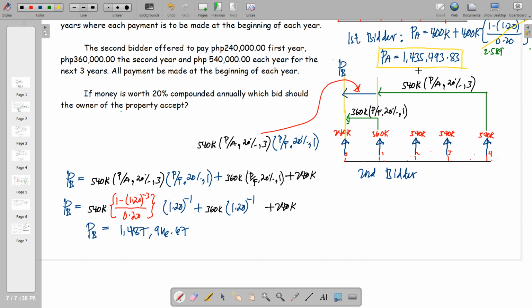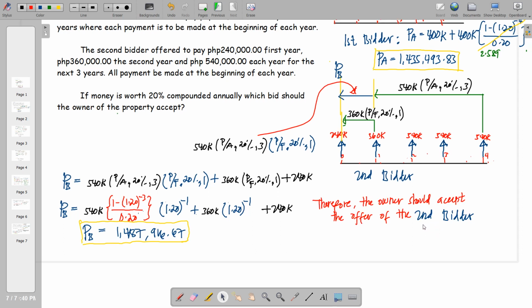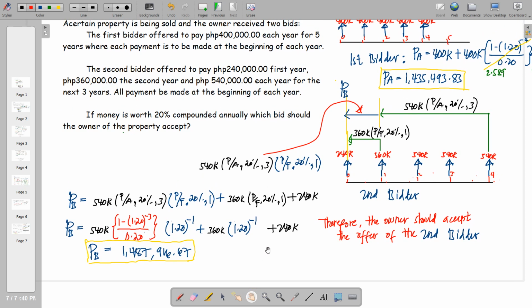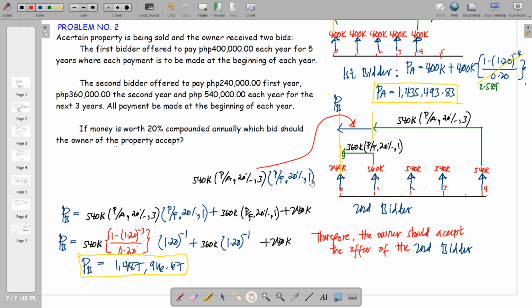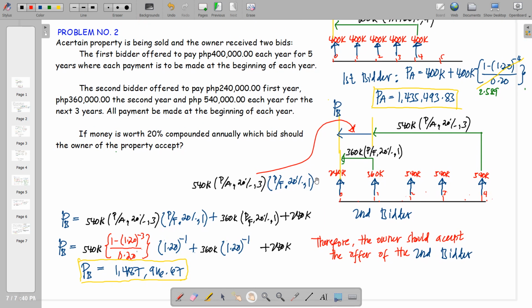So the offer of the first bidder is 1,435,493.83, and the offer of the second bidder is 1,487,916.67. So therefore, the owner should accept the offer of the second bidder kasi mas mataas yung offer ng second bidder. Okay? So that's it for that problem, and with this we will be having an exercises next meeting, and thank you and good day.